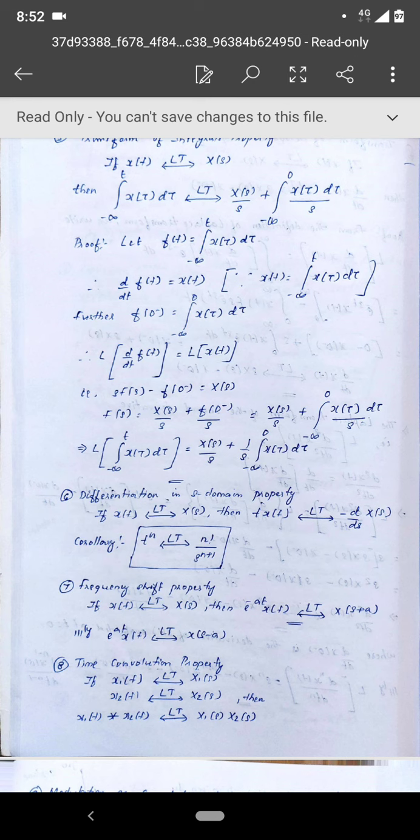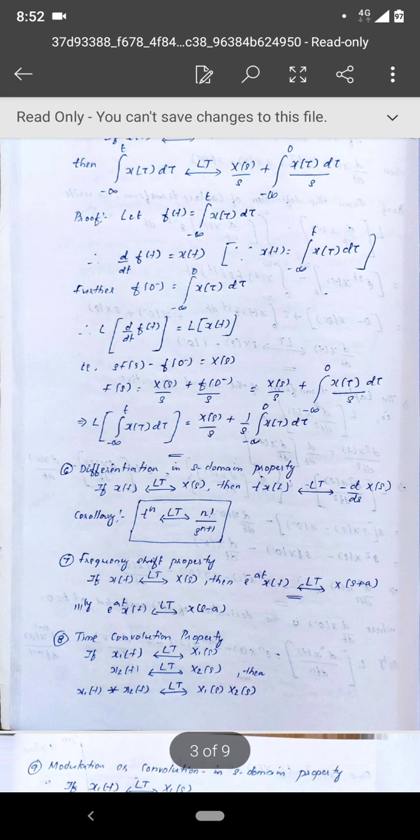Then the Laplace transform of d by dt of f(t) is nothing but the Laplace transform of x(t). We apply the derivative property, that is s times F(s) minus f(0 minus) is equal to X(s). From that, F(s) is equal to X(s) by s plus f(0 minus) by s. What is f(0 minus)? It is the integration from minus infinity to 0 of x(tau) d tau, divided by s. You can take that outside and you get the final result.